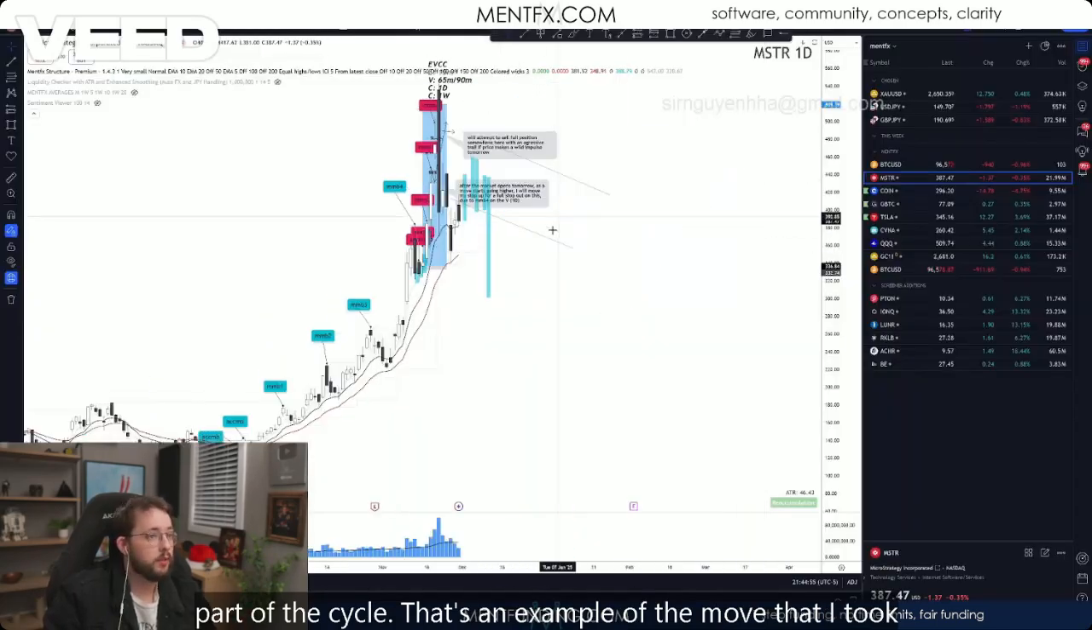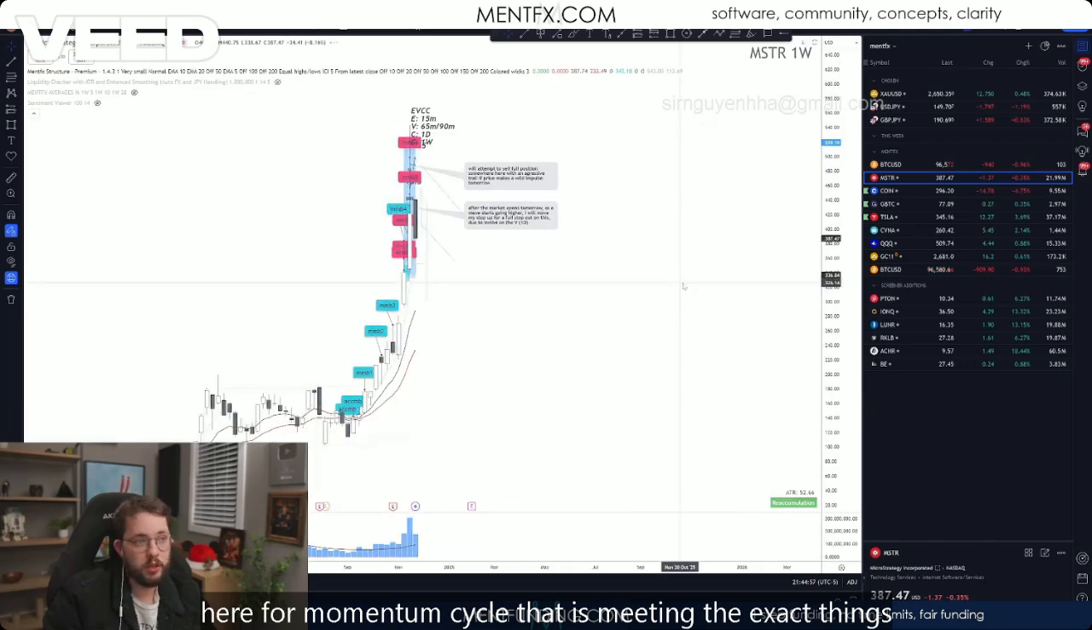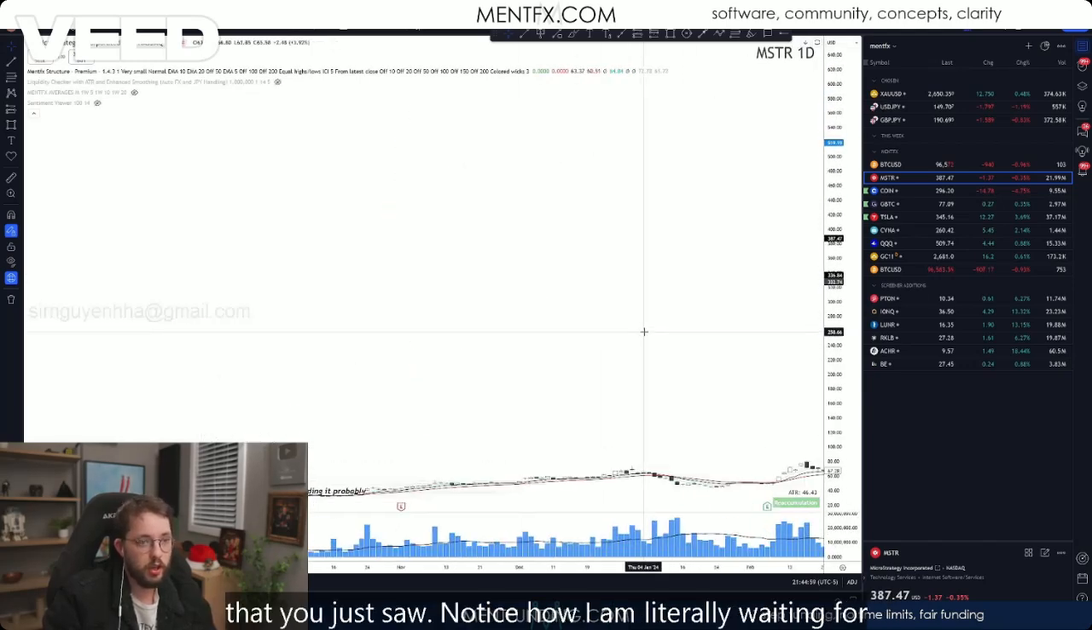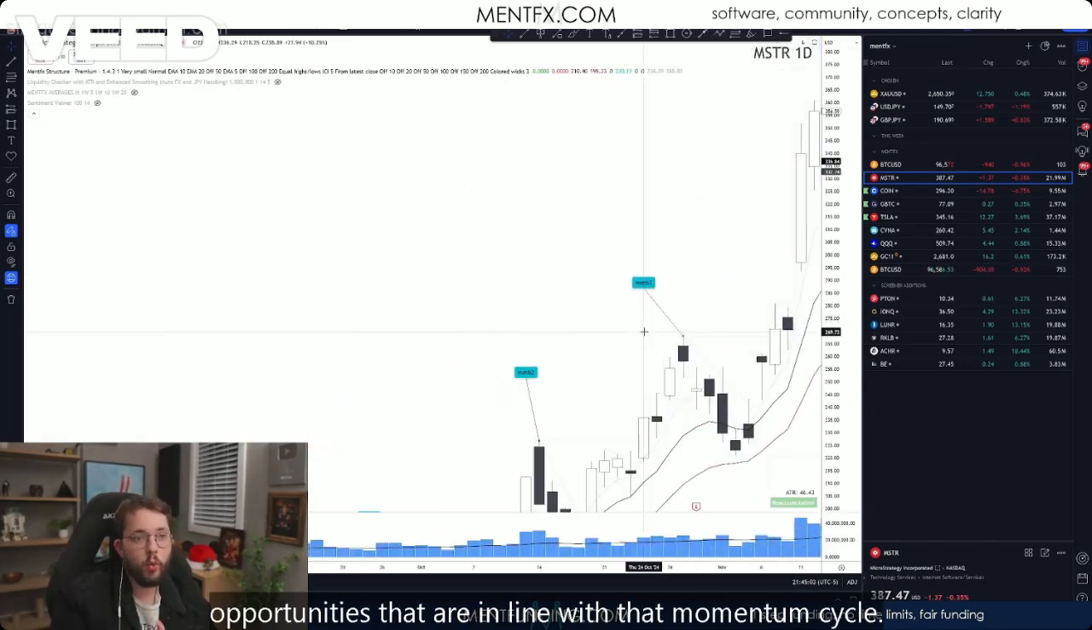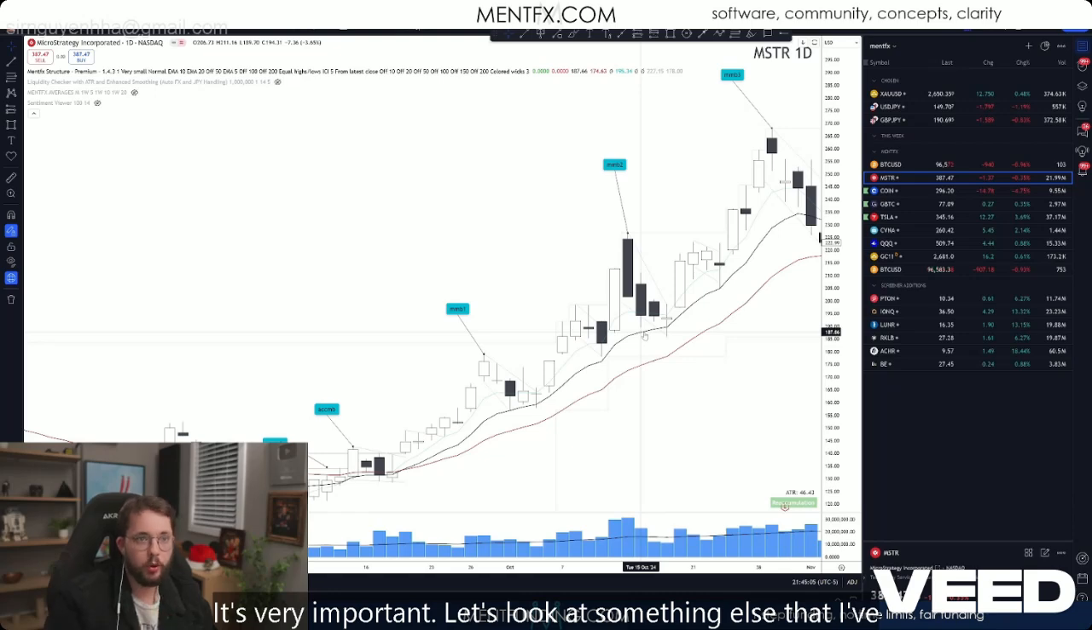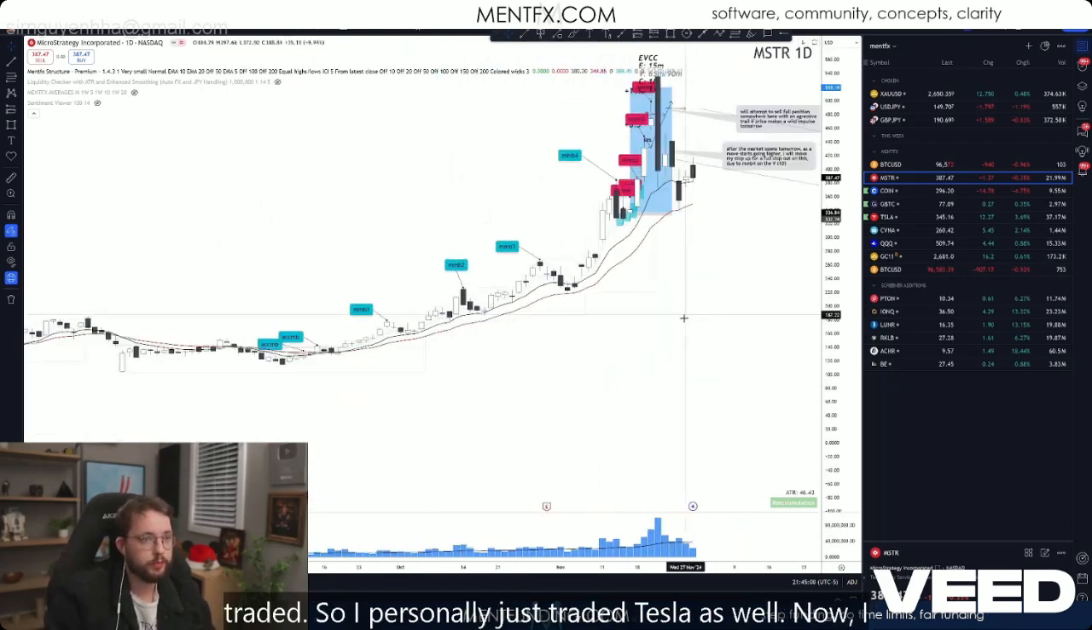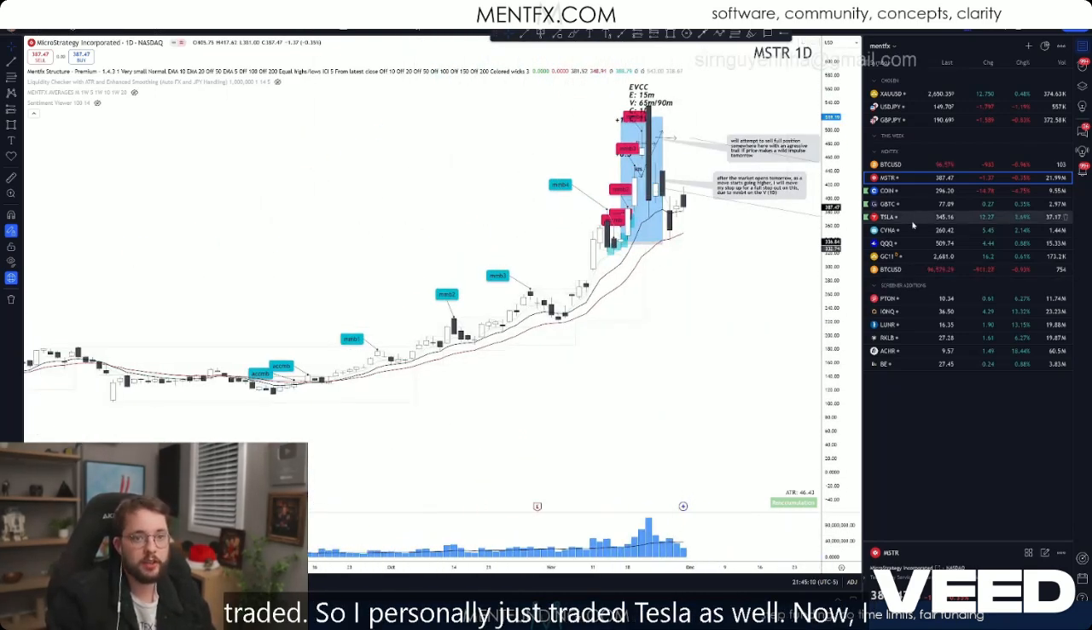That's an example of the move that I took here from the momentum cycle that is meeting the exact things that you just saw. Notice how I am literally waiting for opportunities that are in line with that momentum cycle. It's very important. Let's look at something else that I've traded. So I personally just traded Tesla as well.